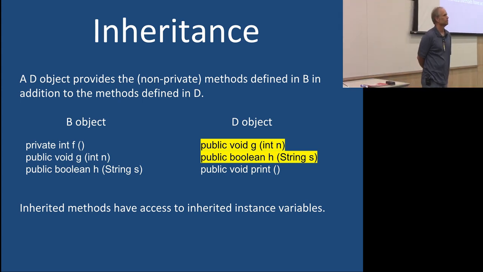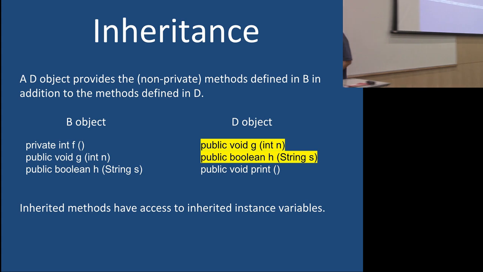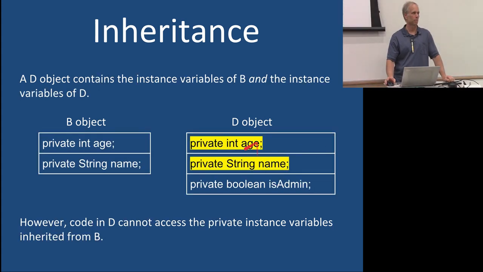Would G in the object also be able to access these private instance variables? Yes, G and H would be able to access these private instance variables. And that's why we carry them along in every D object, so that our inherited methods have something to work on.